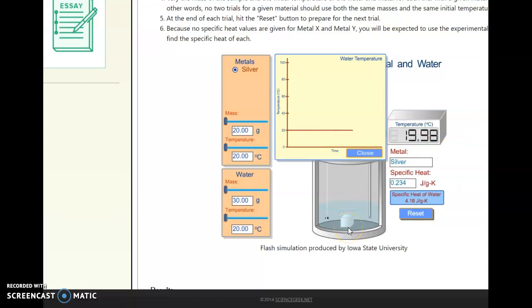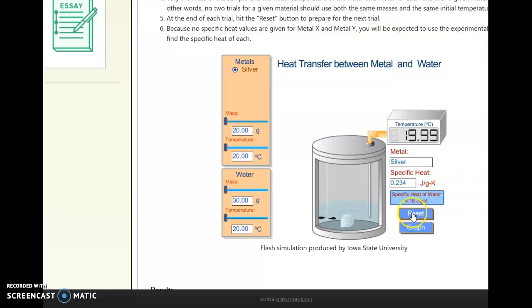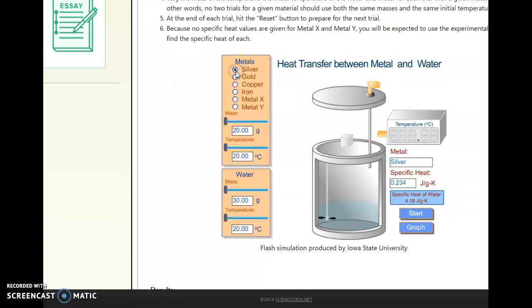Remember, heat flows from hot to cold. So if one of them was hotter than the other, then heat is going to flow from that particular object into the colder one until they're the same temperature, until they've reached their equilibrium. So if I were to reset this, and let's say I use silver and I increase the temperature of my silver to, let's say, 220 degrees, well, now that piece of metal, that silver, is a lot hotter than the water that I'm going to be putting it in. So I'm going to see that heat from the metal is going to flow into the water. Remember, heat flows from hot to cold until they're both the same temperature.